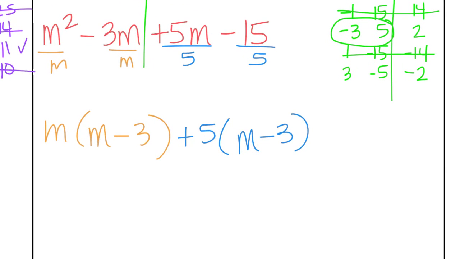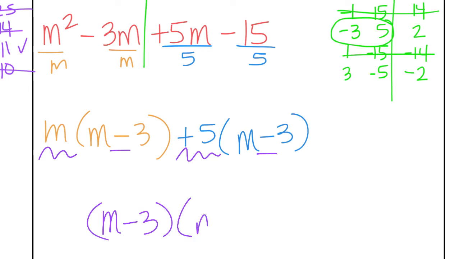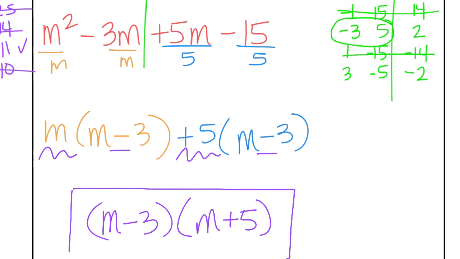So again, you know you did this correctly when what's in the parentheses is the same for both of them, and that is going to be your first factor. And your second factor is everything that's on the outside, so m plus 5. So that is our final answer for number 2.